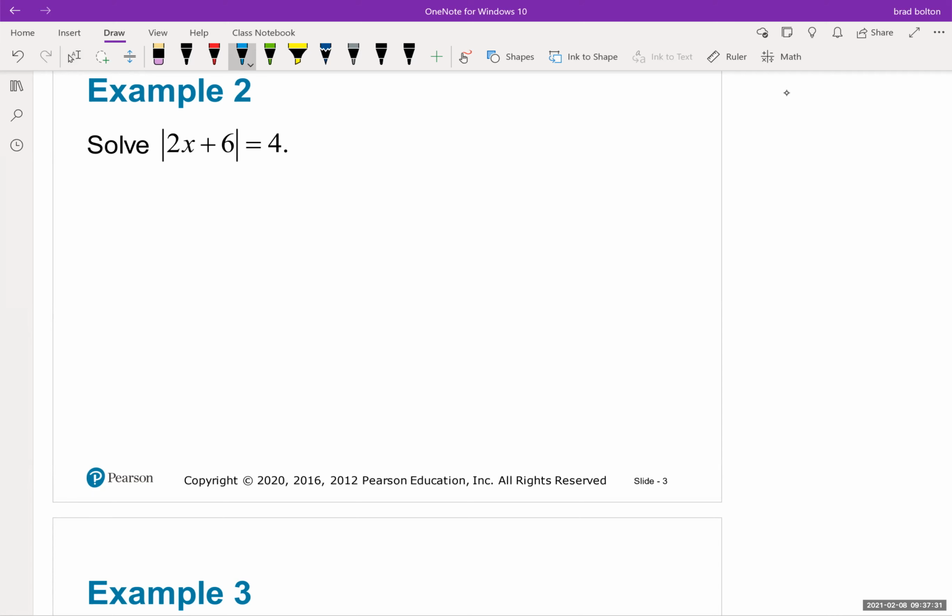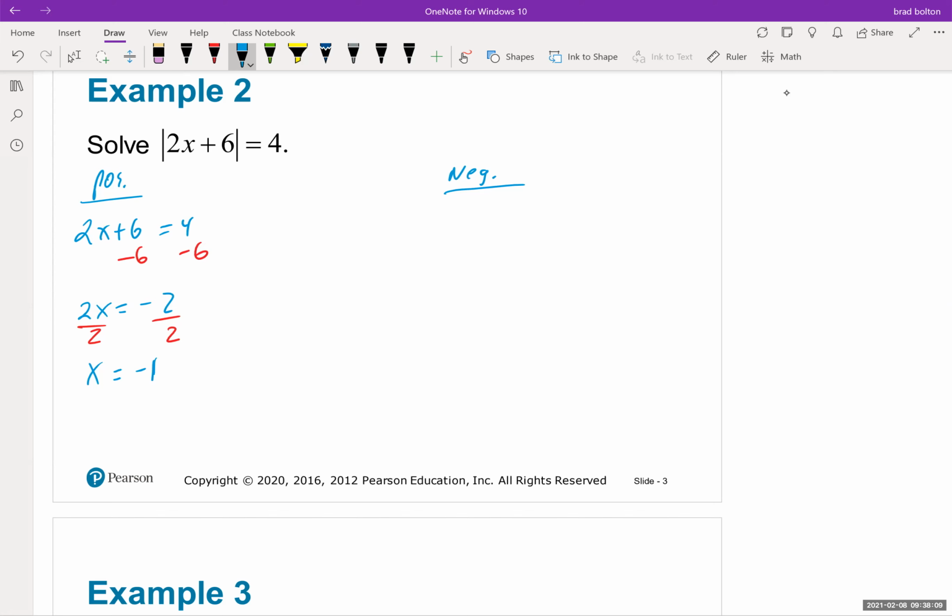So what I do is I do the positive version and I do the negative version as two separate problems. There are other ways you can do stuff like this, but I really like doing it this way. So I do 2x plus 6 equals 4. So the positive version, you just pretend like you take off the absolute values and nothing changes. And then you solve it: minus 6 on both sides, 2x equals -2. Divide both sides by 2. So we have x equals -1. Okay, so that's the positive version.